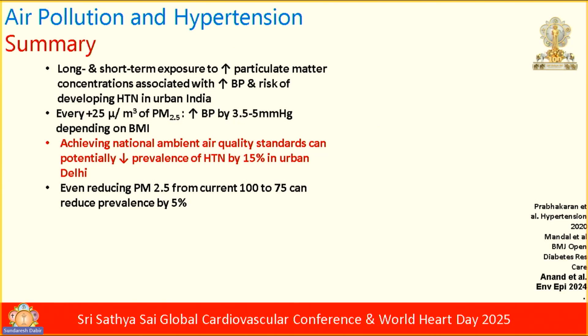An example here is blood pressure. It increases blood pressure by 3 to 5 millimeters of mercury for every 25 microgram per cubic meter. Just to give you a context, the WHO recommends annual PM 2.5 to be 5 and daily should not exceed 15. And here we are talking about a reduction of 25 because in the city of Delhi, the annual average is 100. Getting it down from 100 to 25 can actually reduce the prevalence of hypertension by around 5%. That's the power of intervening at the level of social determinants, at the level of upstream determinants.